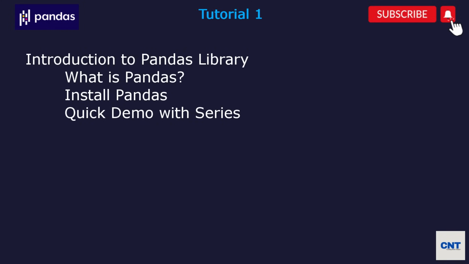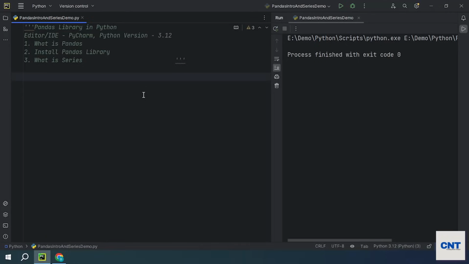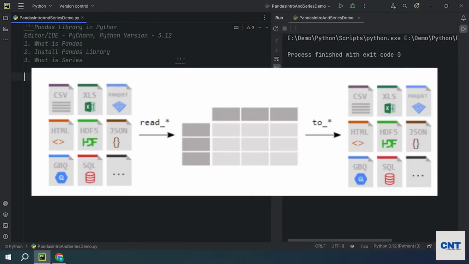Guys, in this video, we will be learning the Pandas library in Python. As you know, the Pandas library is used for data science and machine learning. Pandas is a powerful and widely used data manipulation and analysis library in Python. It provides data structures for efficiently storing and manipulating large data sets and tools for working with structured data. Structured means we have CSV, we have JSON, we have SQL data tables, right?